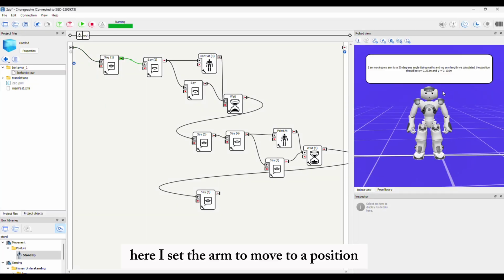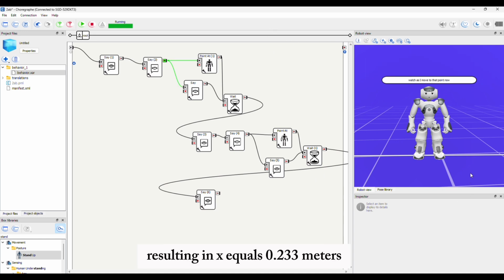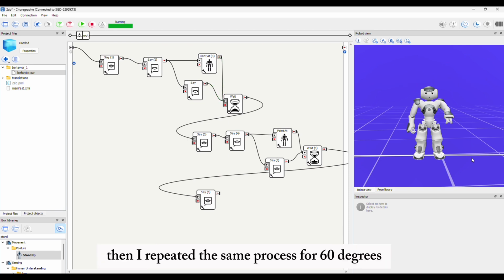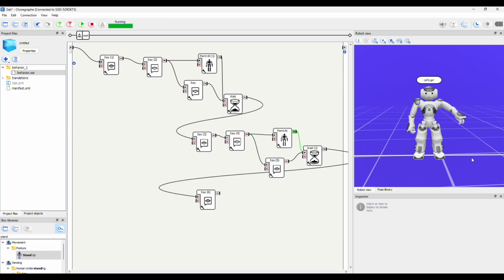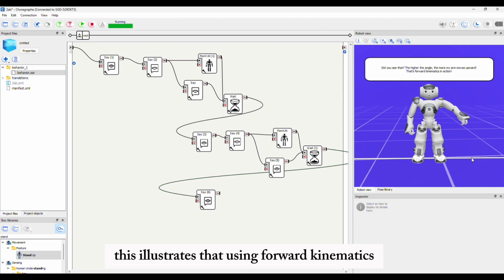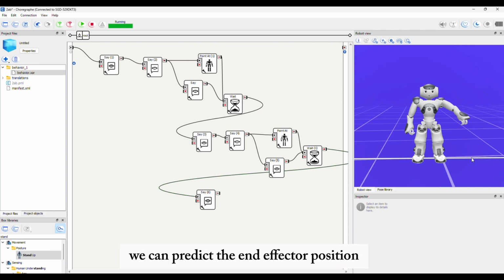Here, I set the arm to move to a position calculated for 30 degrees, resulting in x equals 0.233 meters and y equals 0.1347 meters. Then I repeated the same process for 60 degrees, resulting in x equals 0.1347 meters and y equals 0.2333 meters. This demonstrates that using forward kinematics, we can predict the end effector position based on joint angles.